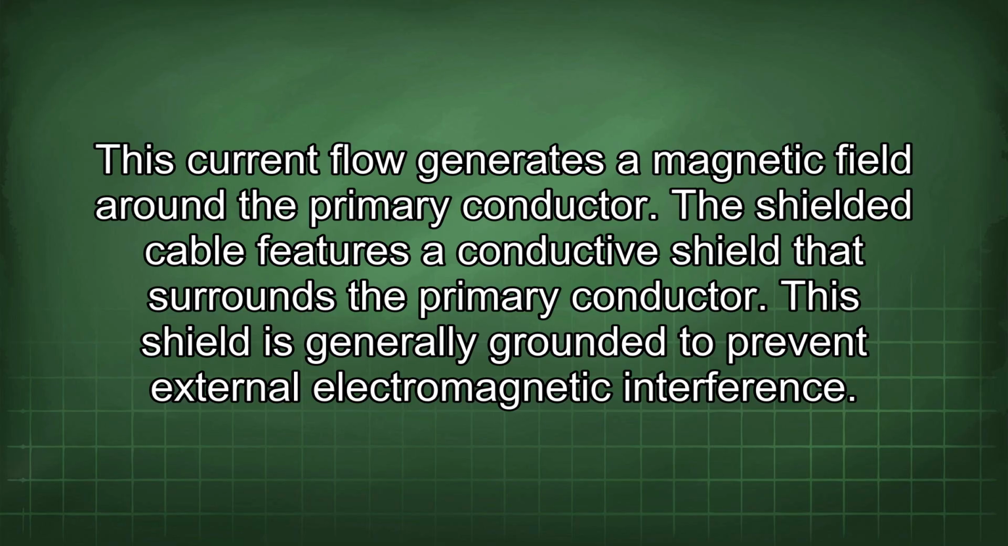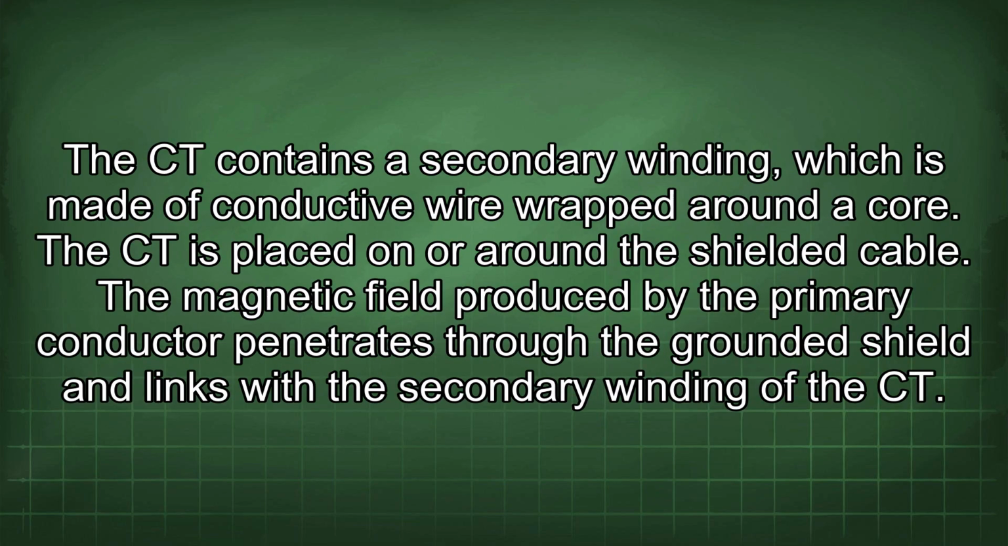The shielded cable features a conductive shield that surrounds the primary conductor. The shield is generally grounded to prevent external electromagnetic interference. The CT contains a secondary winding, which is made of conductive wire wrapped around a core. The CT is placed on or around the shielded cable.